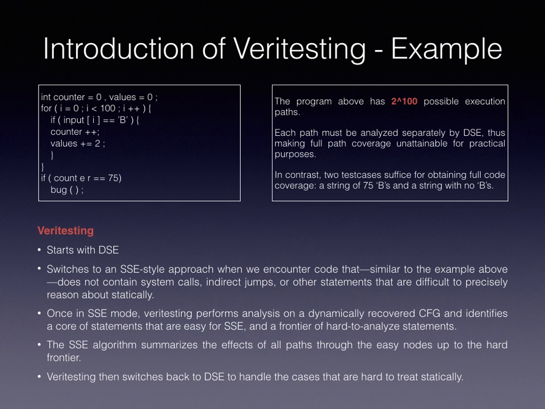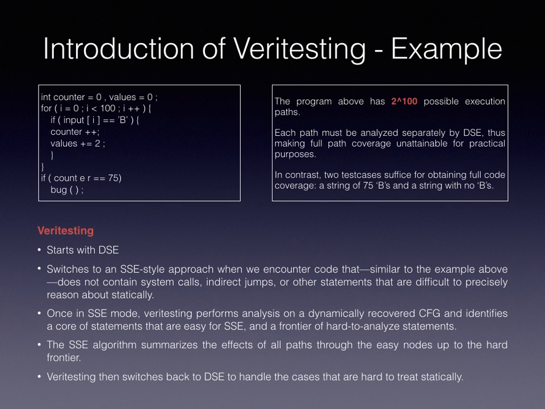If I just use dynamic symbolic execution, each path must be analyzed separately by the SE, thus making full path coverage unattainable for practical purposes. Actually, two cases are sufficient to obtain full code coverage: a string of 100 Bs and a string with no Bs. So we can see that if we use veritesting before using dynamic symbolic execution to explore the paths, we can have a lot of benefits.